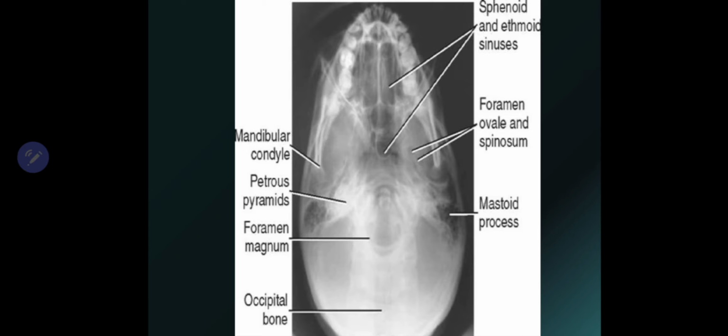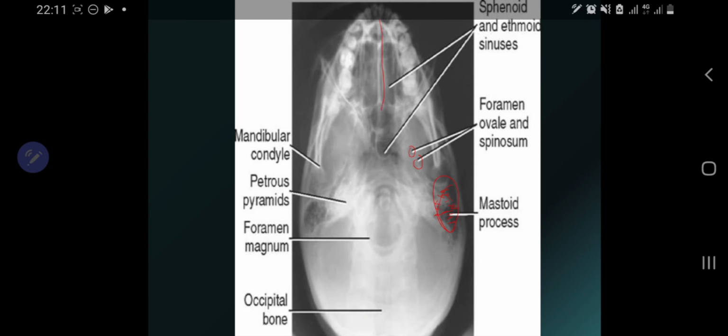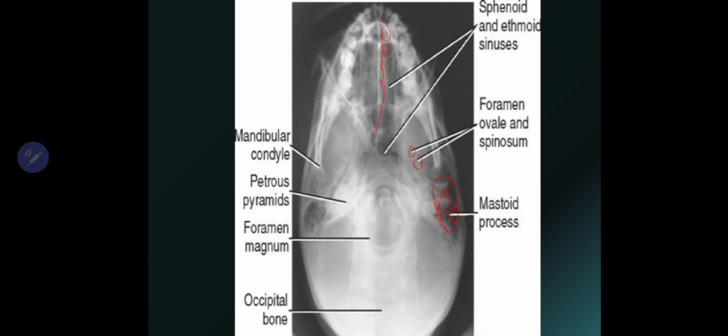What do you get? See, this is the foramen ovale, the foramen spinosum, the mastoid process in which you have the mastoid air cells. This is the ethmoid, you have the nasal septum. This is the area of the ethmoidal air cells. Here you have the sphenoid sinuses, the mandibular condyle, the petrous pyramids, the foramen magnum. This is the occipital bone.